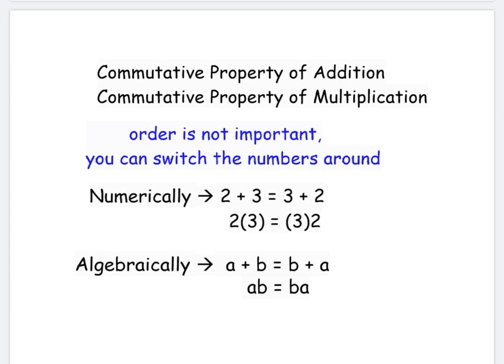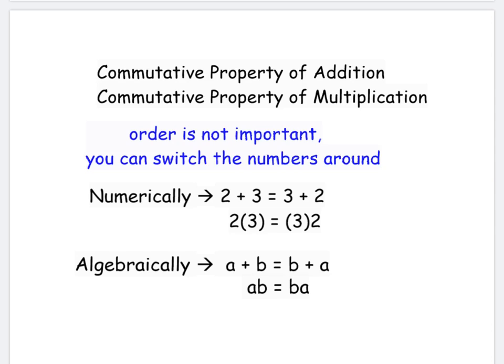The first property that we're looking at is the commutative property. This property works for addition and multiplication. Basically, what it tells you is the order is not important. You can switch the numbers around. So I can say 2 plus 3 is the same thing as 3 plus 2, or 2 times 3 is the same thing as 3 times 2.